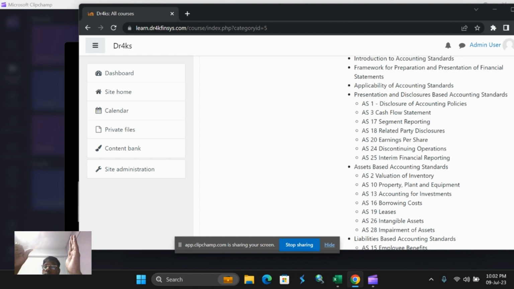So now coming back, there are about 3, 4, 5, 6, 7 subtopics under the category of presentation and disclosure based accounting standards. The first one is disclosure of accounting policies. Friends, you might have studied about valuation of inventories under the FIFO, I mean first in, first out, or weighted average method. So now these two methods indicate the kind of choices which are available for a business entity in valuation of the inventories.